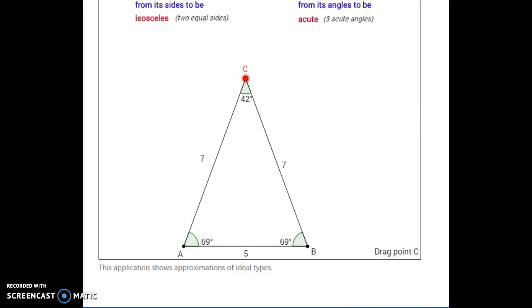Here we have an example of an isosceles triangle. Notice that lines AC and BC are equal side lengths. They both are 7 units. Also notice that line AB is a different side length, 5 units, compared to the side lengths AC and BC.